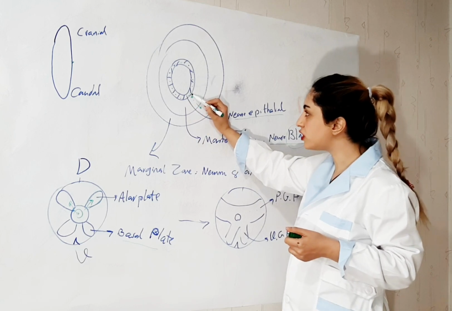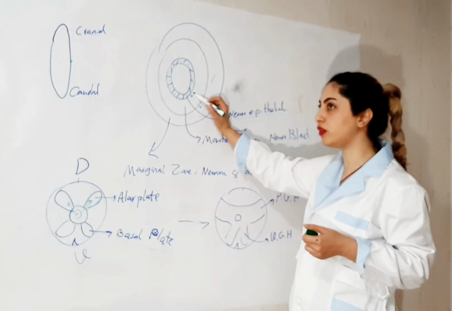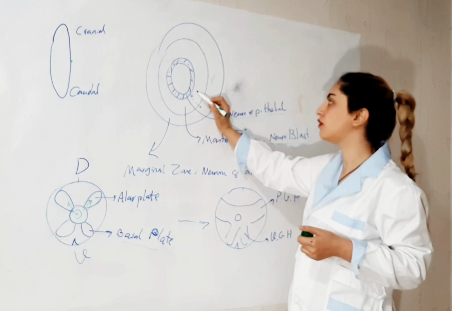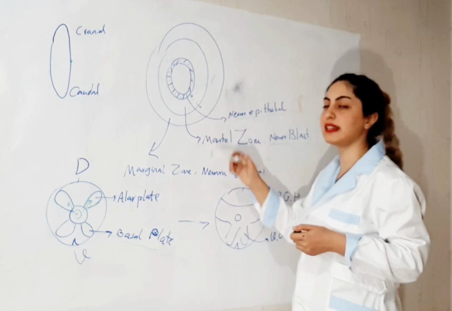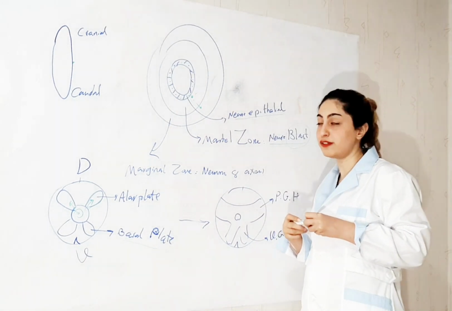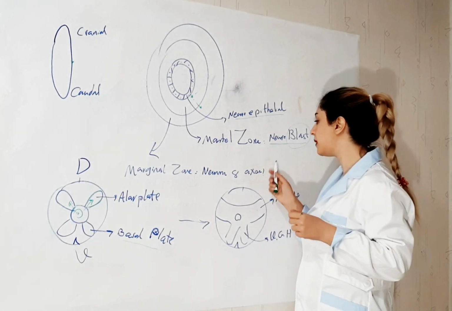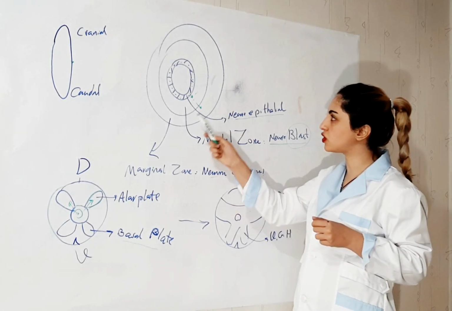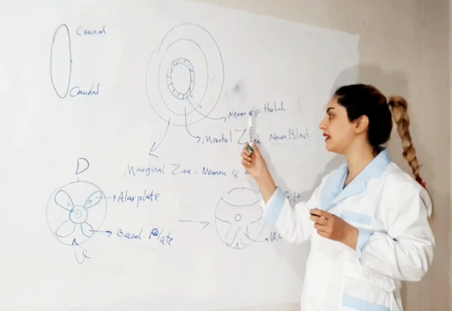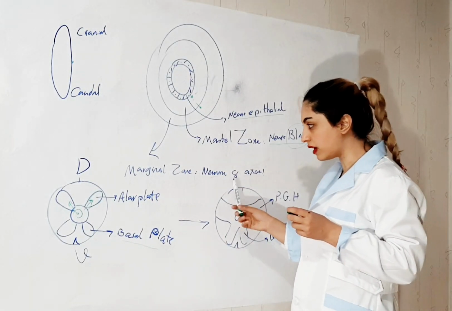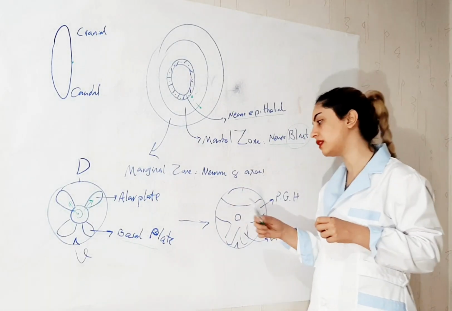Then they will differentiate, proliferate, and divide and make neuroblasts, which are in the mantle zone. And then again, the blast cells can differentiate, they can divide, and they make the neurons and also the axons which are located in the marginal zone. And these neurons and axons are the ones which are going to take part in the spinal cord.